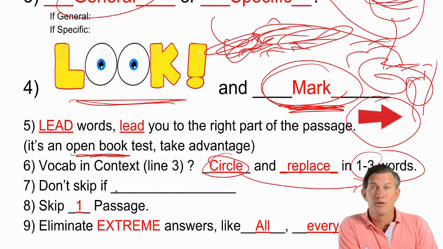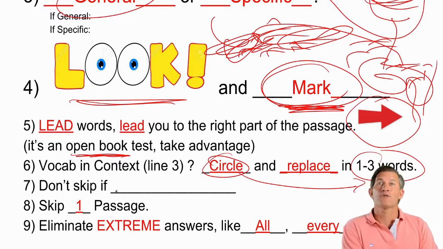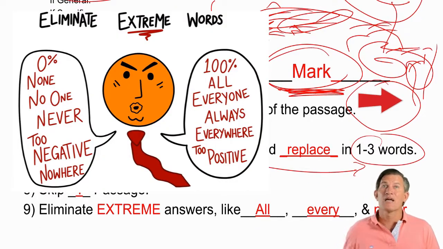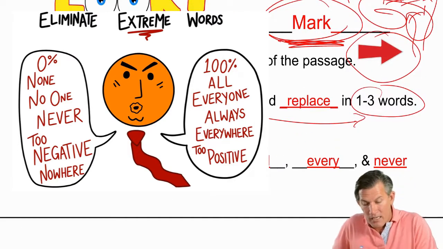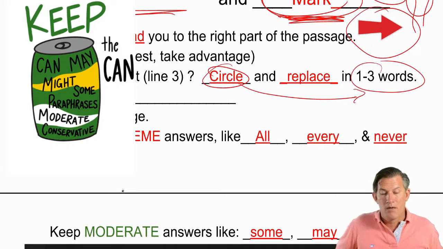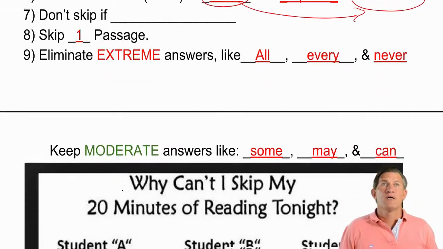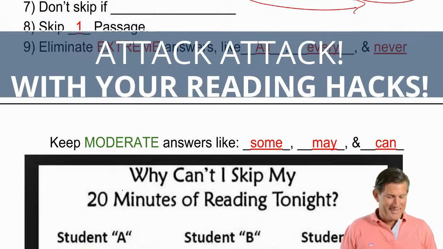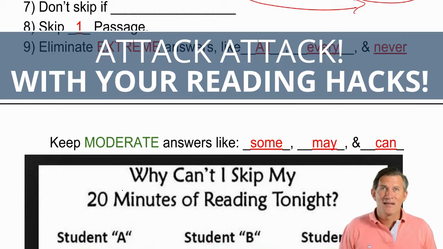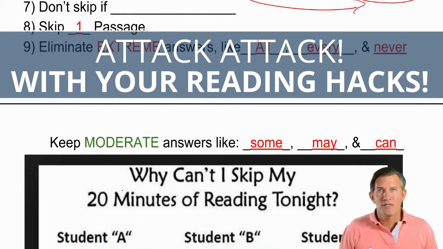Skip one passage. Skip one passage. That's what I think you should do. And then eliminate extreme answers like all, every, or never. Keep the moderate answers like some, may, and can. Okay? I think you're ready to get some practice and you're ready to attack the test with these strategies. Okay? Good luck.